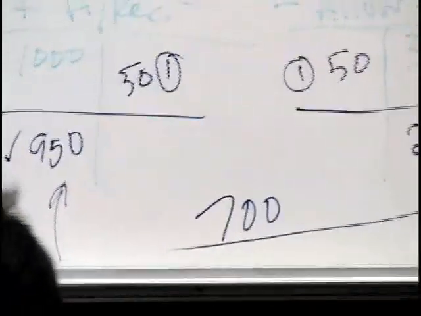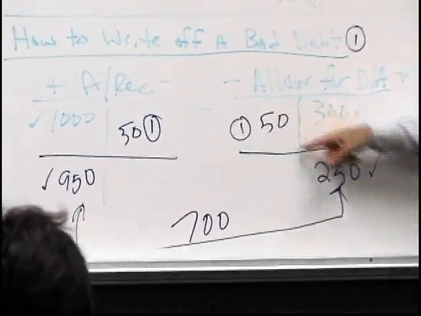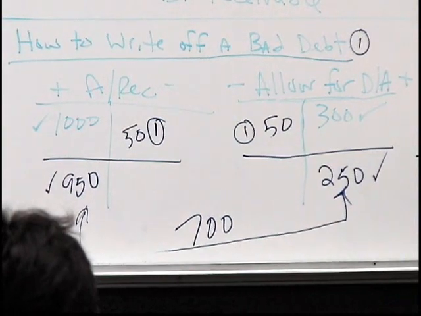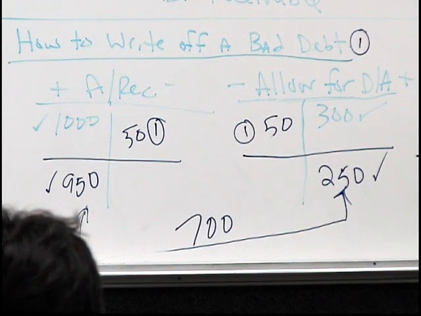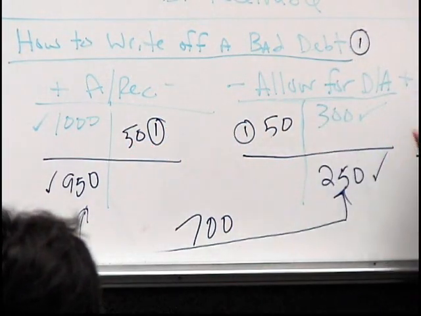Oh, because the 300 is the allowance for uncollectibles. Yeah, I lowered it 50. You lowered it 50 because 50 was collected? No, because I got the receivable, here's the printout of the invoice, and I put on it not collectible. I had a $1,000 receivable, but 50 isn't collectible. So I deducted $50 from the receivables.